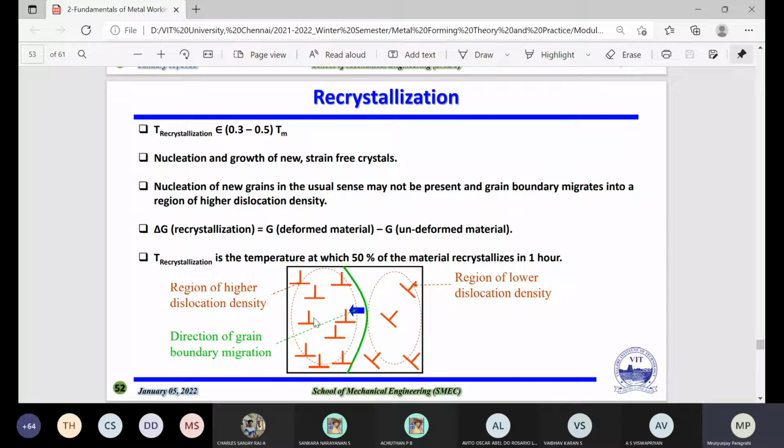And here I put one schematic diagram. This right hand side is the region of lower dislocation density. When you find this kind of symbol, it is a dislocation, whether screw dislocation or something else. And here it is converting to this side, which is the region of higher dislocation density, and it is changing. So the direction is from the lower dislocation density going towards the higher dislocation density. That means this is the direction of grain boundary migration, and it is moving towards this.